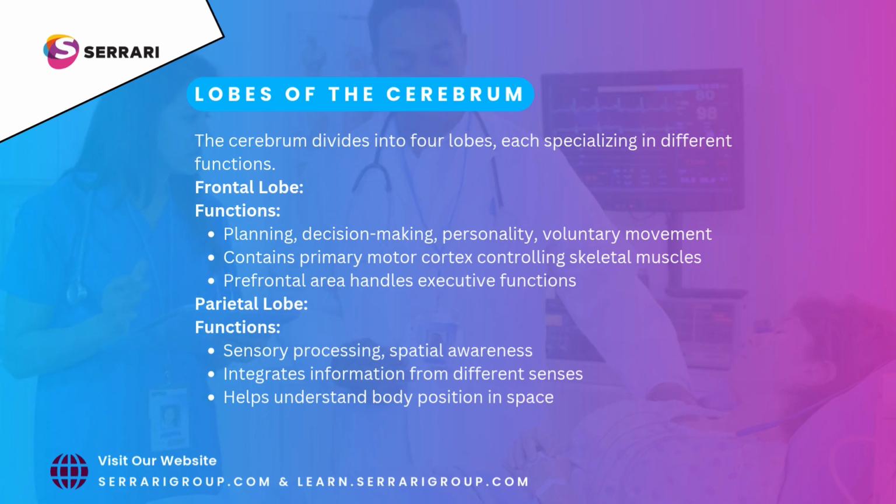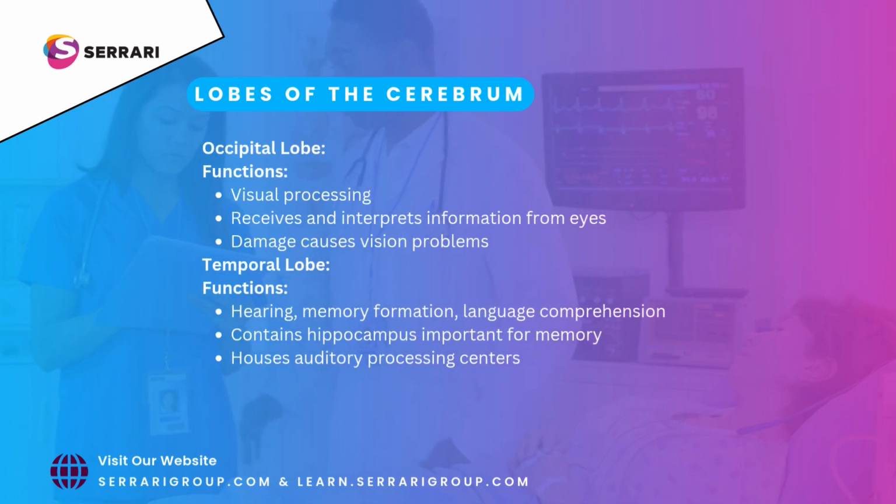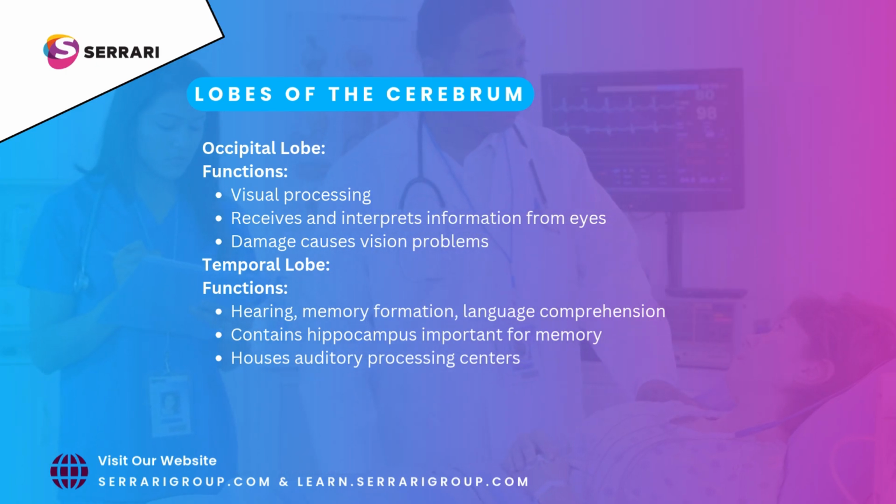Parietal lobe. Functions: sensory processing, spatial awareness. It integrates information from different senses and helps understand body position in space. Occipital lobe. Functions: visual processing. It receives and interprets information from the eyes.